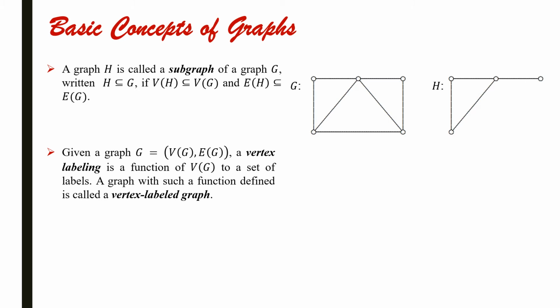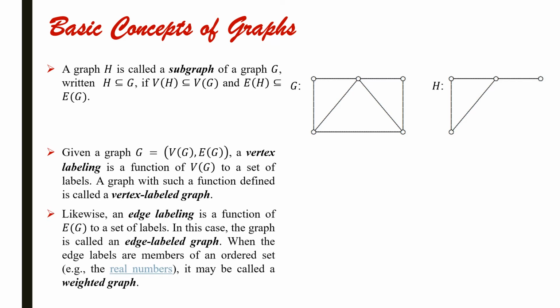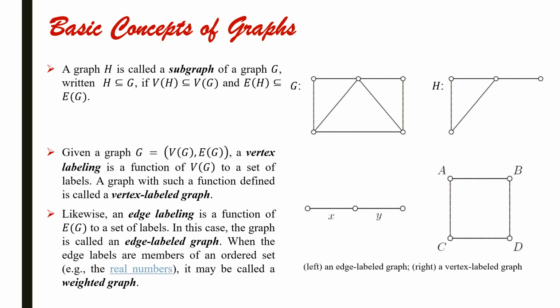Given a graph G, a vertex labeling is a function of the vertex set of G to a set of labels. A graph with such a function defined is called a vertex labeled graph. Similarly, an edge labeling is a function of the edge set of G to a set of labels. In this case, the graph is an edge labeled graph. When the labels of the edges are members of an ordered set, it may be called a weighted graph. Here are some examples. Notice that the graph on the left is an edge-labeled graph, while the graph on the right is vertex-labeled.